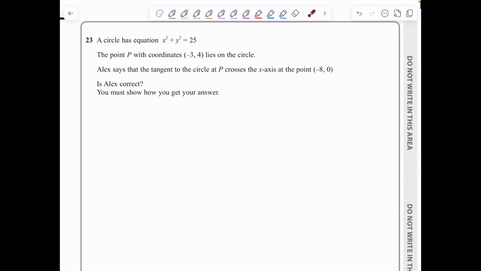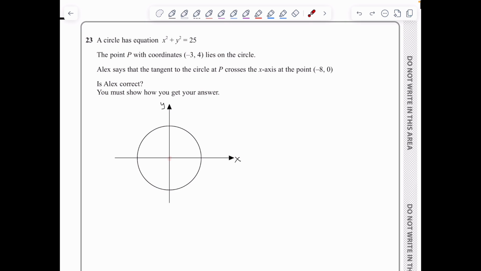In question 23, we've got a circle with the equation x squared plus y squared is 25. Now the point P with coordinates negative 3, 4 lies on the circle, and Alex claims that the tangent to the circle at P is crossing the x-axis at the point negative 8, 0, and we need to assess whether Alex is correct, showing clearly how we got our answer. Well, it certainly makes sense to start by drawing a diagram. So this is the circle here. It's centered at the origin.